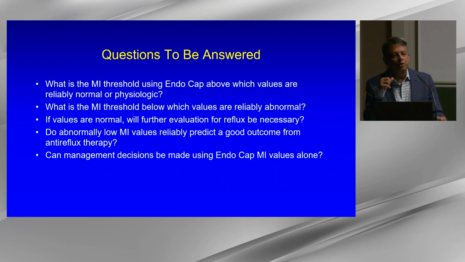If values are normal, how confident can you be that the patient does not have reflux disease? We don't know that yet. Do abnormally low MI values reliably predict a good outcome from anti-reflux therapy? If so, if you saw low values in somebody in whom you were not going to recommend surgery, you could just start out by treating them medically for reflux. And can management decisions be made using just the EndoCap MI values alone? We don't know that answer.